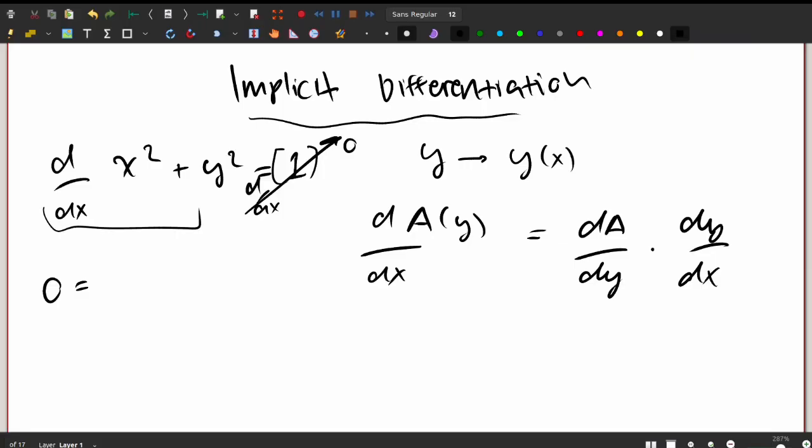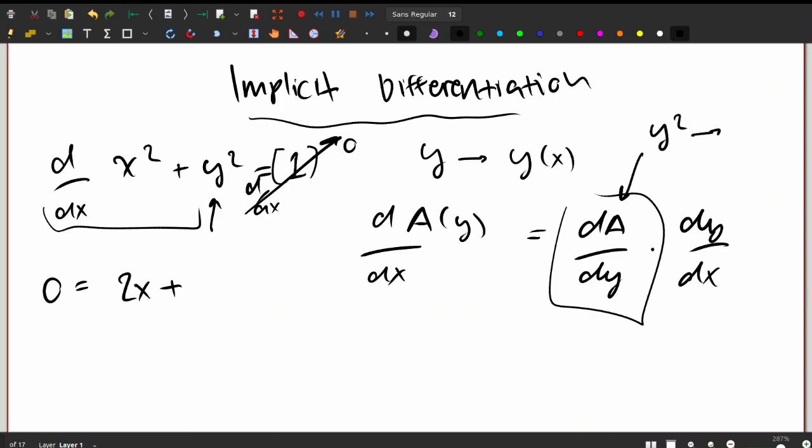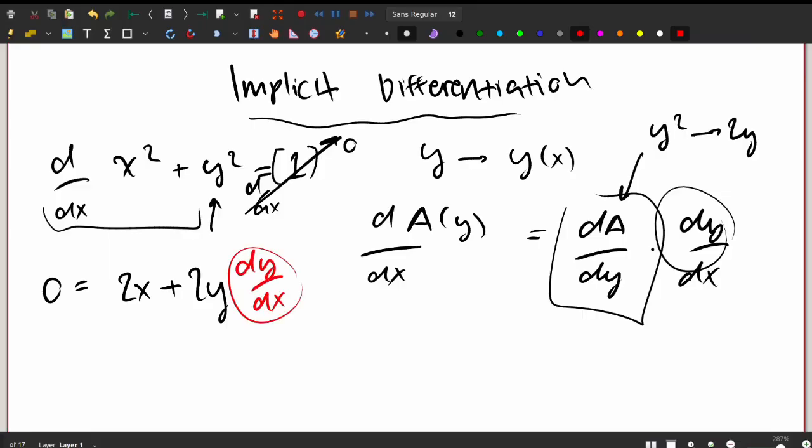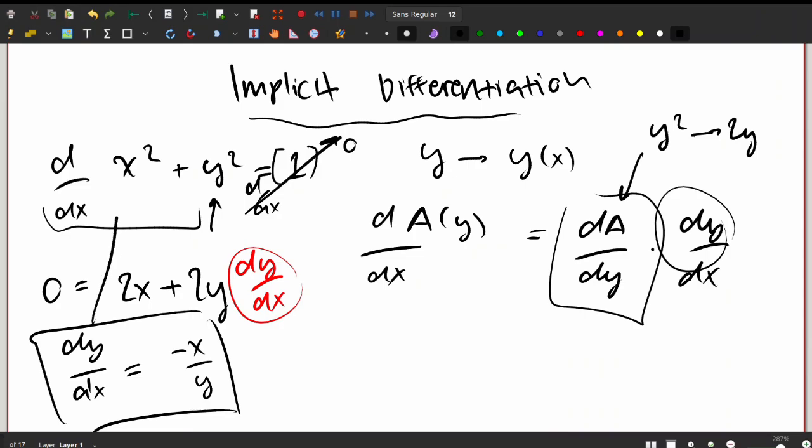For x, it's easy. The derivative of x squared becomes 2x. And now for the y term, we first take dA over dy. So the function a simply takes y and it squares it. The derivative of that with respect to y is simply 2y. So it becomes 2y. And now we multiply by dy over dx. Now, we don't know what dy over dx is, so we can solve for it. All we have to do is isolate this term, and we'll have found our derivative. So once we do that, we get dy over dx is equal to negative x over y. And this is our derivative in terms of both x and y for our circle here.